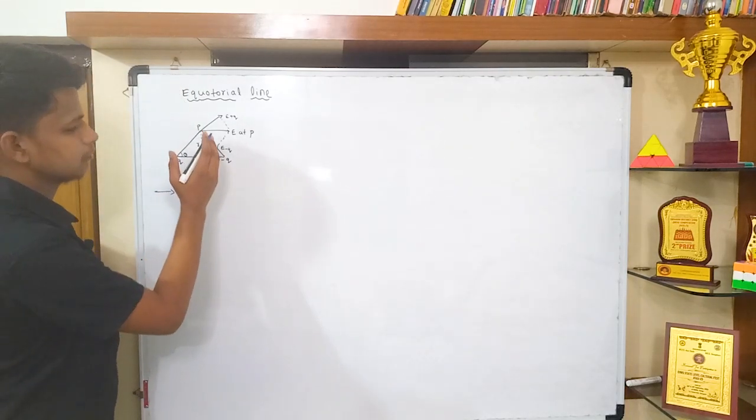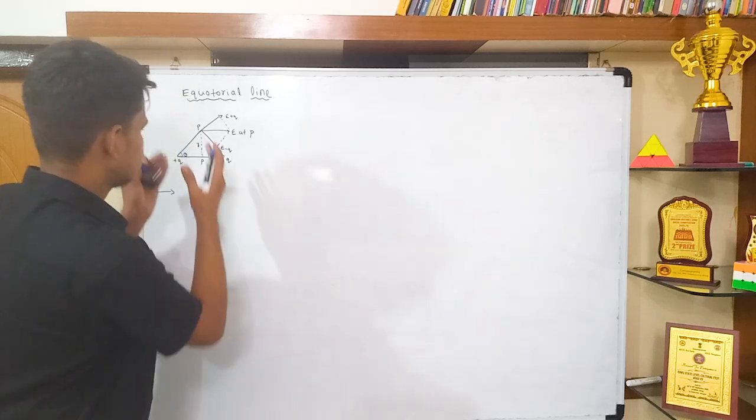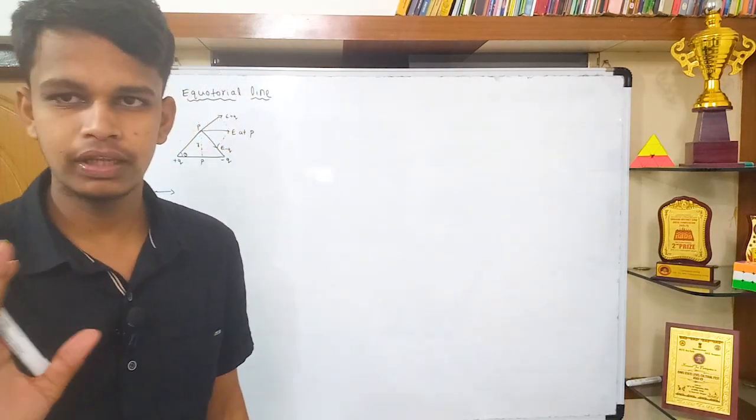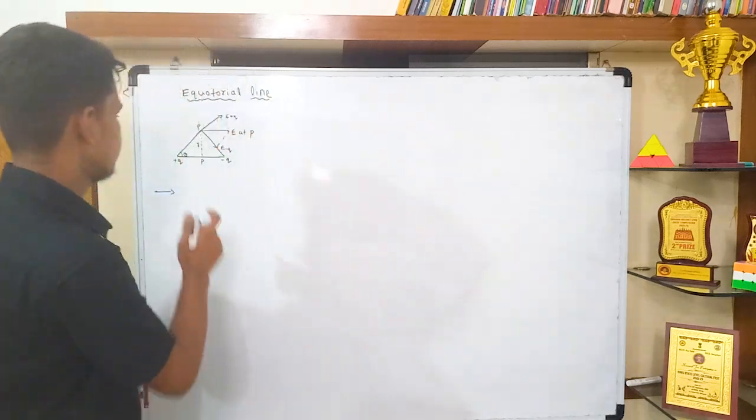What we have taken here: let P be a point on the equatorial line. P is on the equatorial line between the plus Q and minus Q charges, and we should write that.